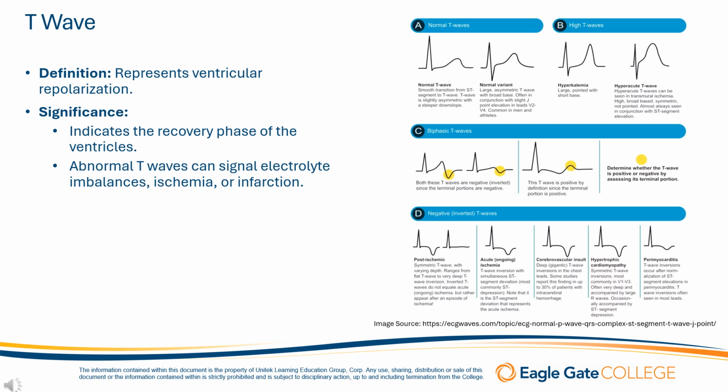Now let's focus on the T wave. The T wave represents ventricle repolarization. Remember that repolarization is the process by which the ventricles return to their resting state after depolarization. It's the movement of ions across the cell membrane that restores the negative charge inside the heart muscle cells after depolarization, and it prepares the ventricles for the next cycle of depolarization and contraction.